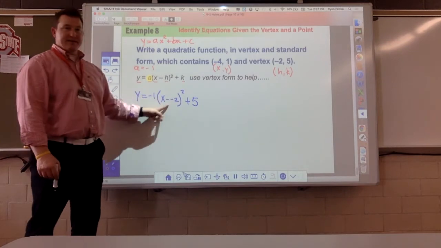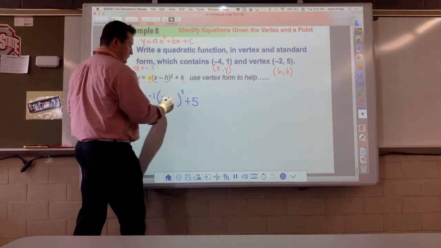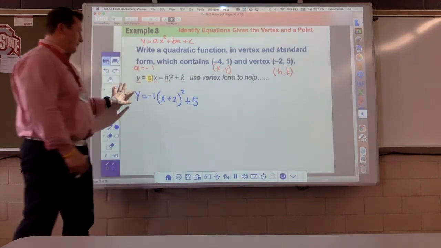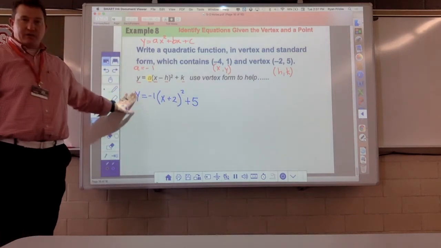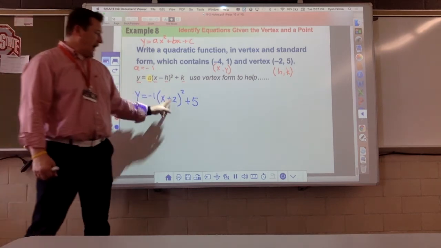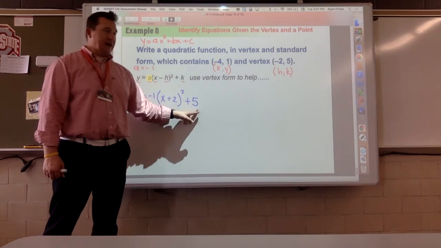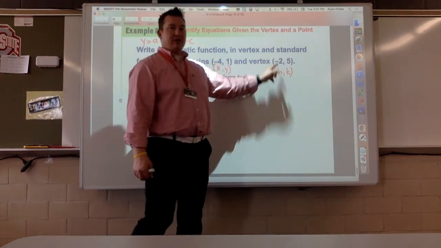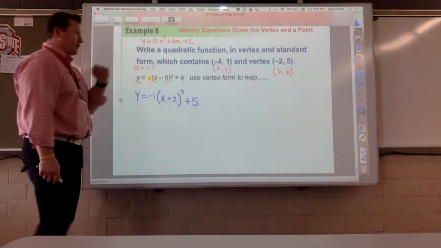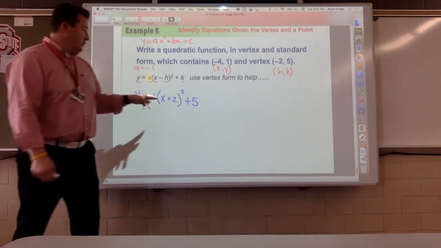Now, clean this up here, folks. X minus -2, we're just going to say x plus 2. Okay? Done. Vertex form at its finest right here. Again, what is the vertex? Opposite of this number, comma 5. So -2, comma 5 is my vertex. That checks out. Okay? Now, if I want to write this in standard form, not that hard.